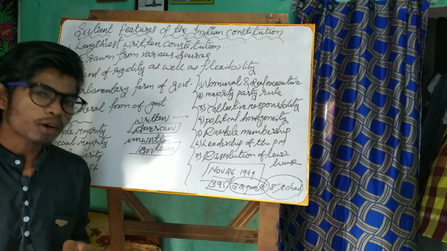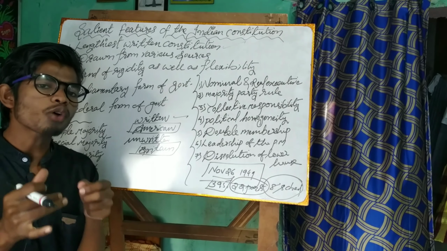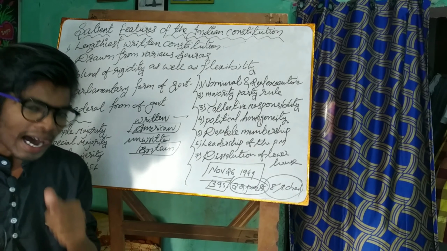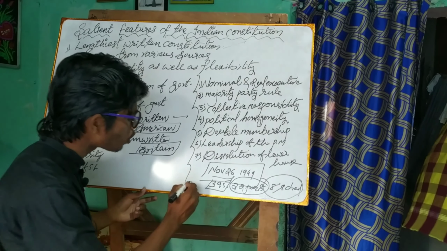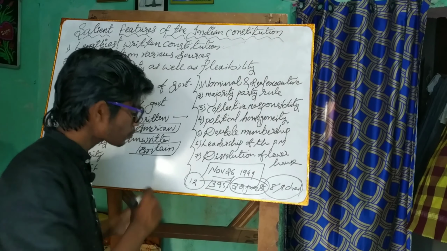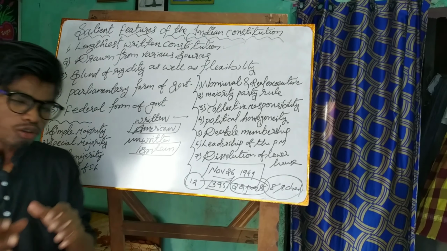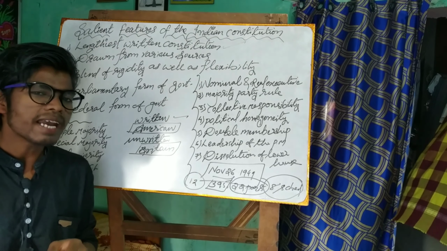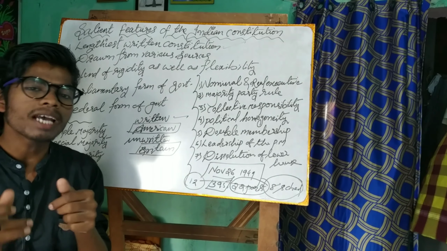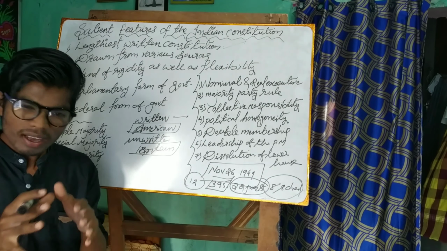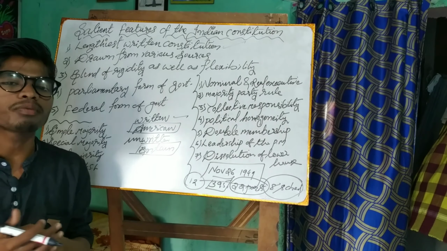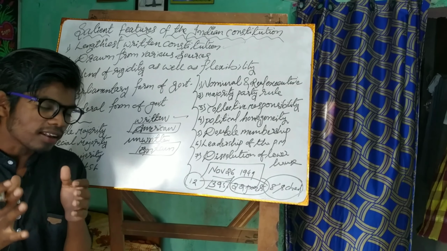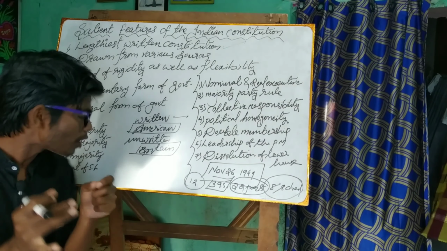But currently, we have more than 444 articles, with hundreds of amendments, divided into 25 parts, and we have 12 schedules. So what are the reasons behind the bulkiest nature of the Indian Constitution? What are the factors that have contributed to the elephantine size of the Indian Constitution? Well, let us discuss the factors one by one.